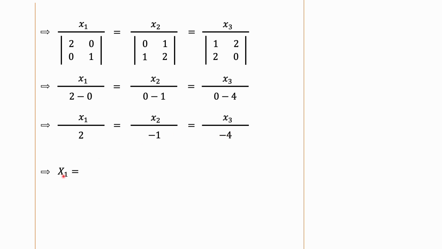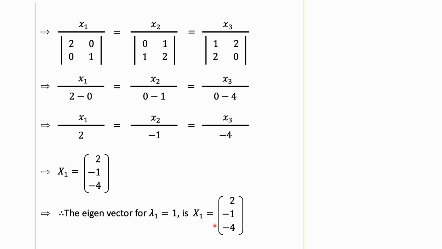So now here the eigenvector x1 is equal to 2, minus 1 and minus 4. Okay. So the eigenvector for lambda 1 equal to 1 is x1 equal to 2, minus 1, minus 4. I have found the eigenvector for the corresponding eigenvalue equal to 1. Similarly, I will now go on to find the eigenvectors for the remaining two eigenvalues in the same method.